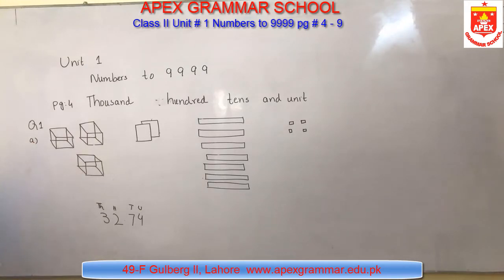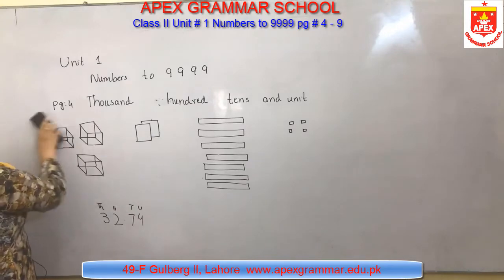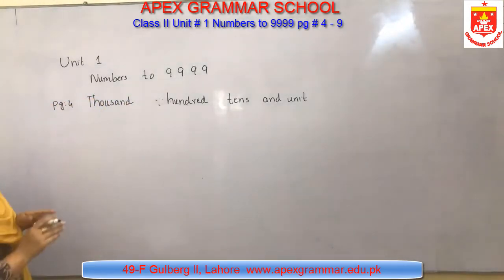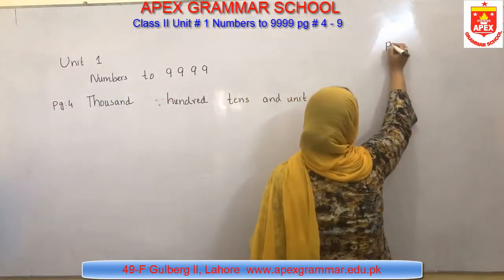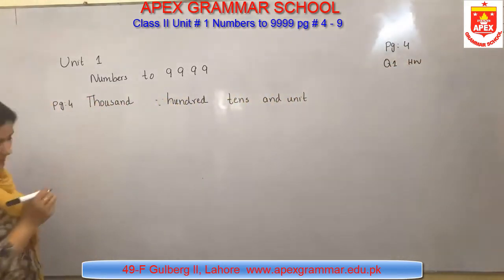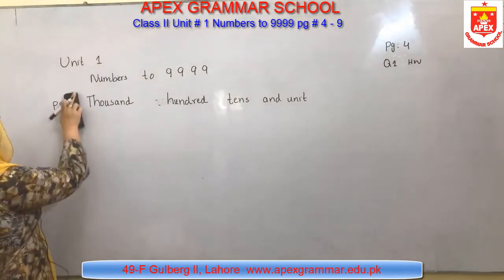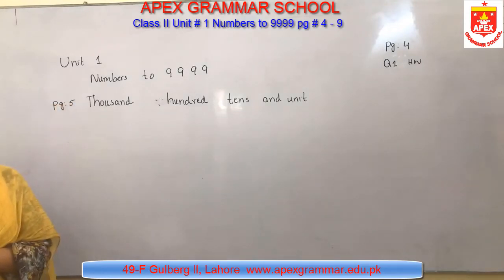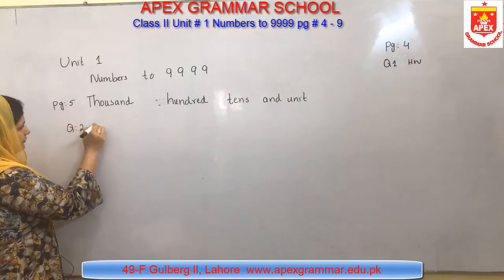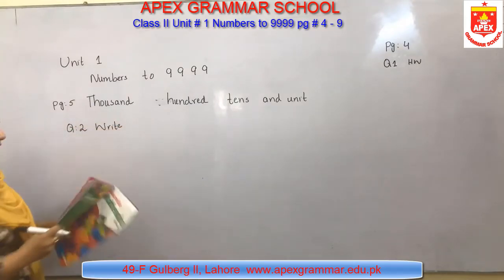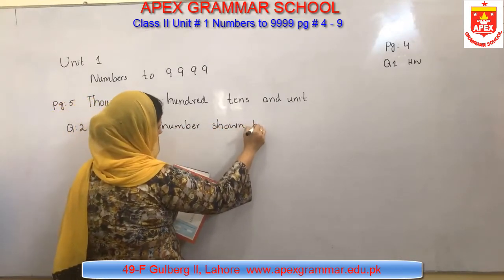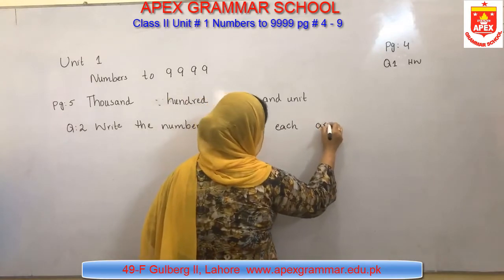Now start question number 2: write the number shown by each arrow card. This is also the concept of thousand, hundred, tens and unit. Page number 4, question number 1 is homework. Now page number 5: write the number shown by each arrow card, question number 2.